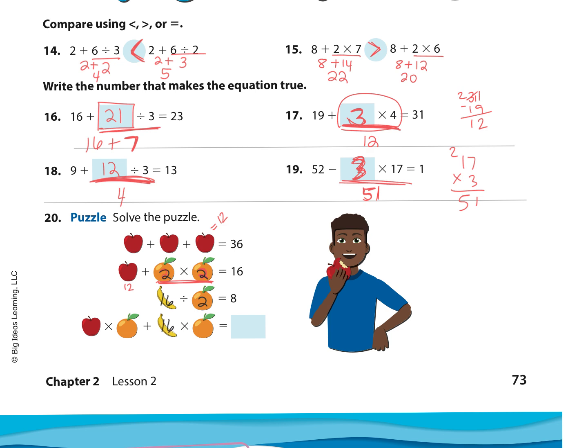Now I put it all together. I know that the apple was 12. Now I solve from left to right. So I have 12 times 2, which is 24, plus 16 times 2. What's 16 times 2? 32. And I'm going to add that to 24. And yes, you guys were telling me 56 is your final answer. Very good. All right. Put your books back on the shelf. That's all we have time for today.